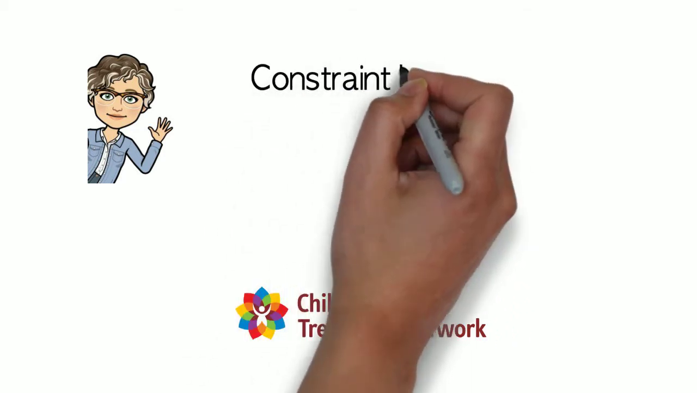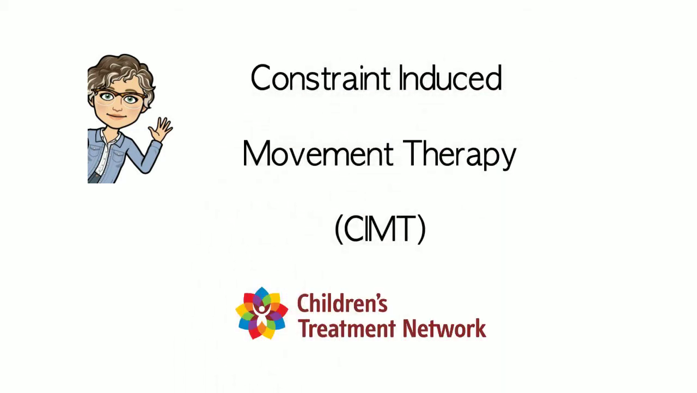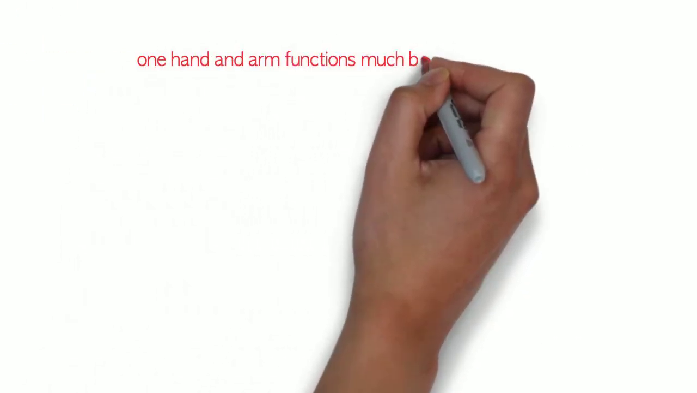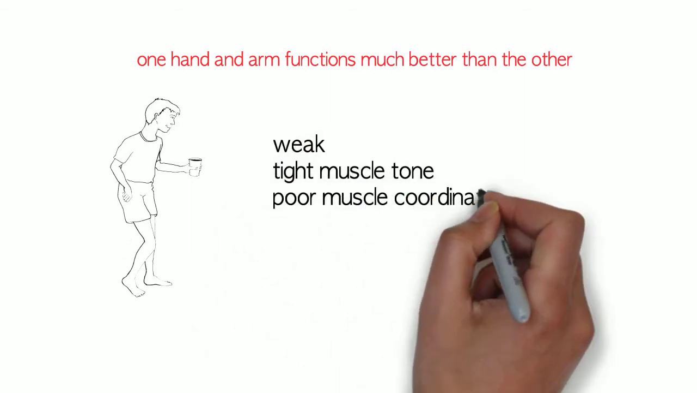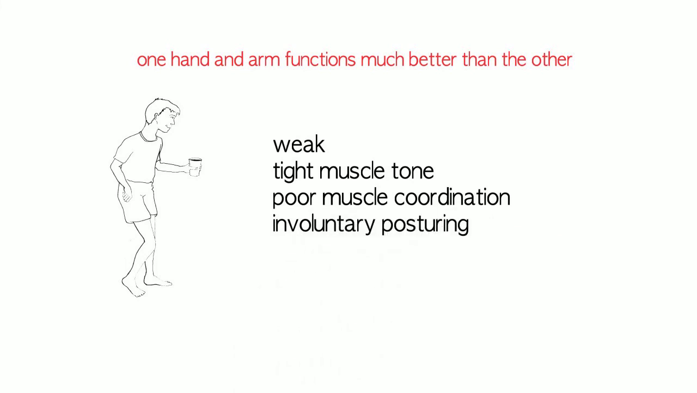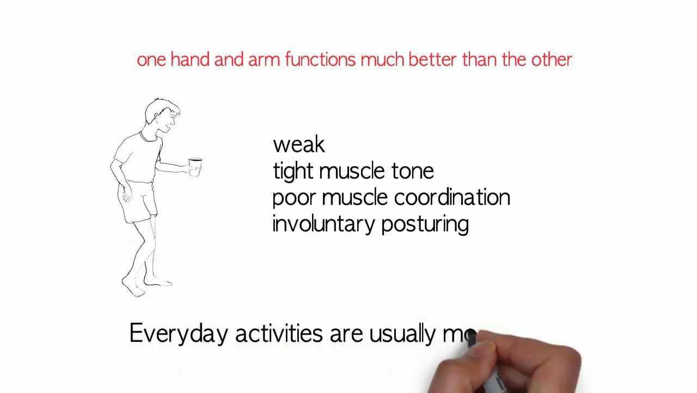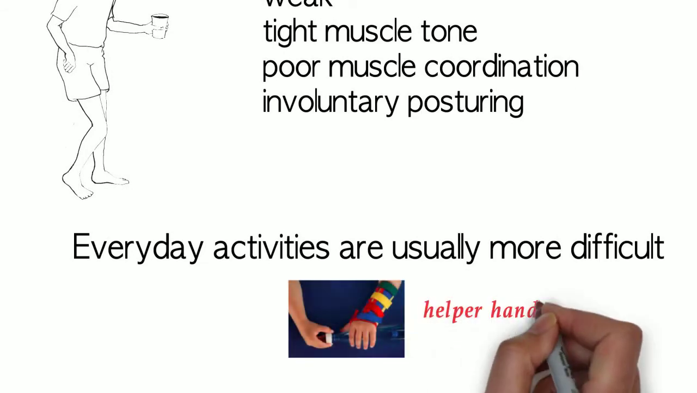I want to explain the use of Constraint Induced Movement Therapy for children with cerebral palsy or acquired brain injury when one hand and arm is much weaker than the other. Some children with cerebral palsy or acquired brain injury have one hand and arm that functions much better than the other. The affected hand is weak, may have tight muscle tone, poor muscle coordination, and often has involuntary posturing movements. Everyday activities are usually more difficult to perform. Some people call the affected hand the helper hand.